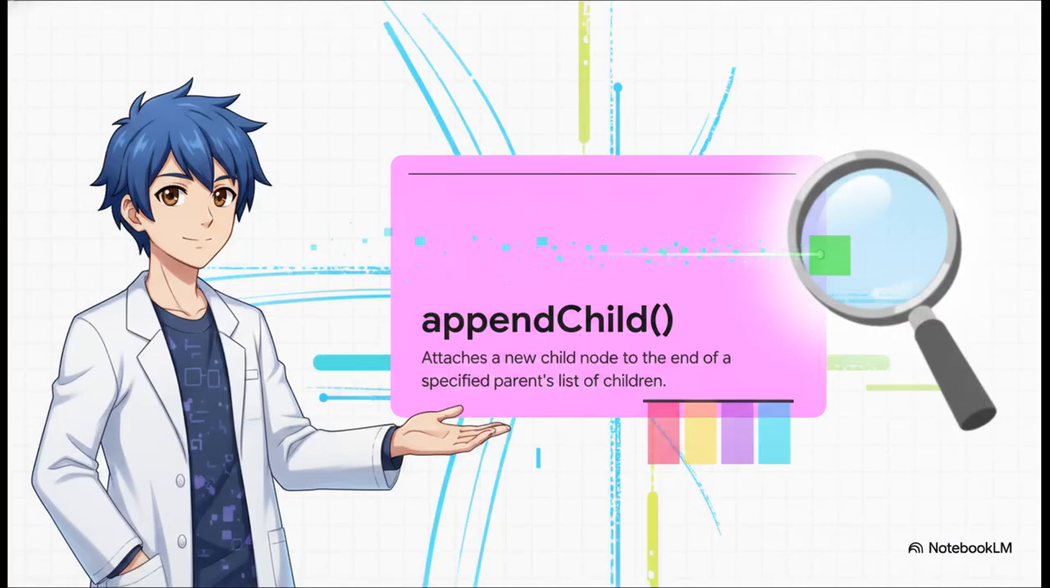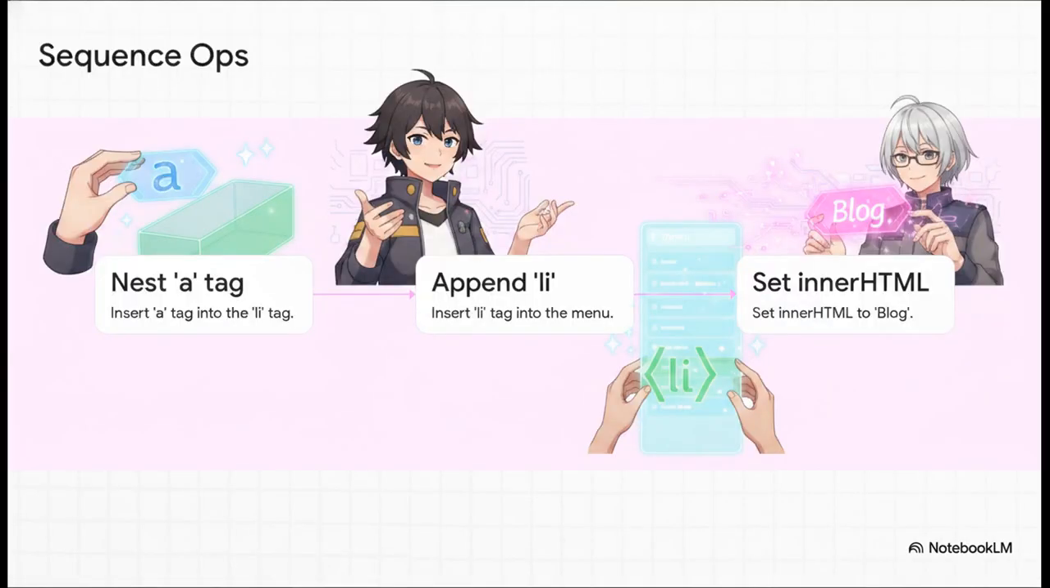The real game changer here is the appendChild method. When you call this method on a parent element, it takes whatever new child node you give it and slides it right into the parent container. But here's the catch. appendChild always attaches the new element to the very end of that parent's list of children. Let's sequence these operations to see how it works.